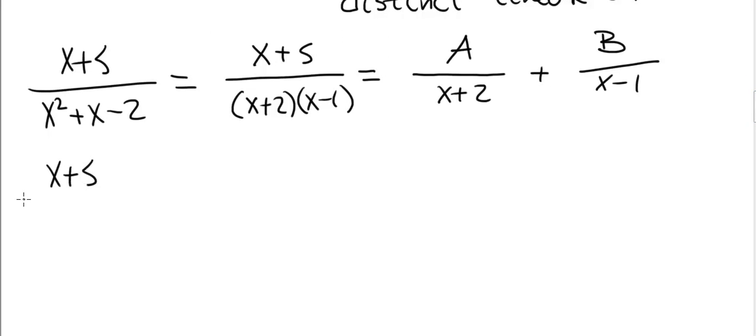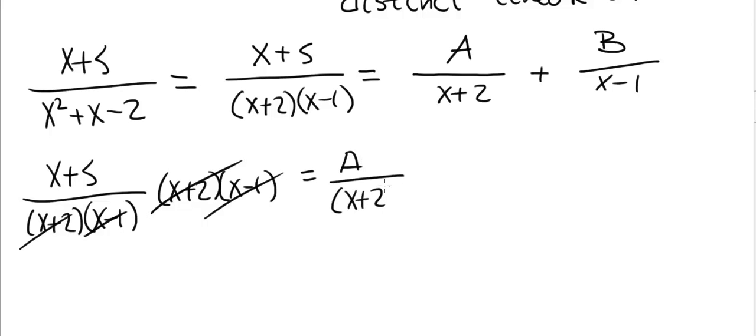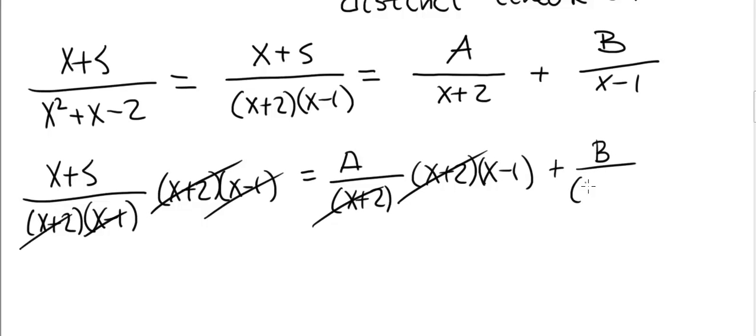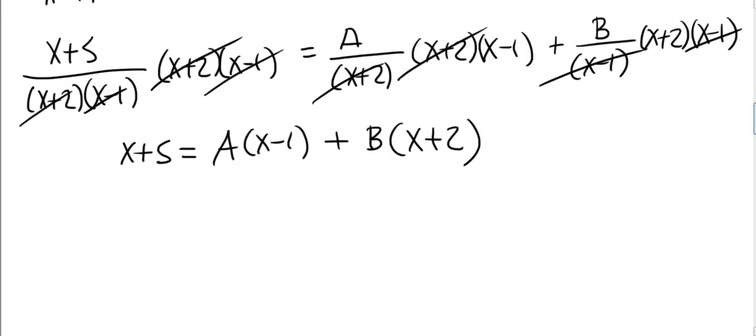We take x plus 5 over x plus 2 times x minus 1 and multiply it by x plus 2 times x minus 1. So these cancel, and we do the same thing on the right. A over x plus 2 times x plus 2 times x minus 1, plus B over x minus 1 times x plus 2 times x minus 1, and we end up with this. x plus 5 is equal to A times x minus 1 plus B times x plus 2. Now we can match terms. Polynomials are unique, and then we can find A and B, or we can carefully select constants for which this is true for anything. So let's pick constants that make one of the two things on the right 0.